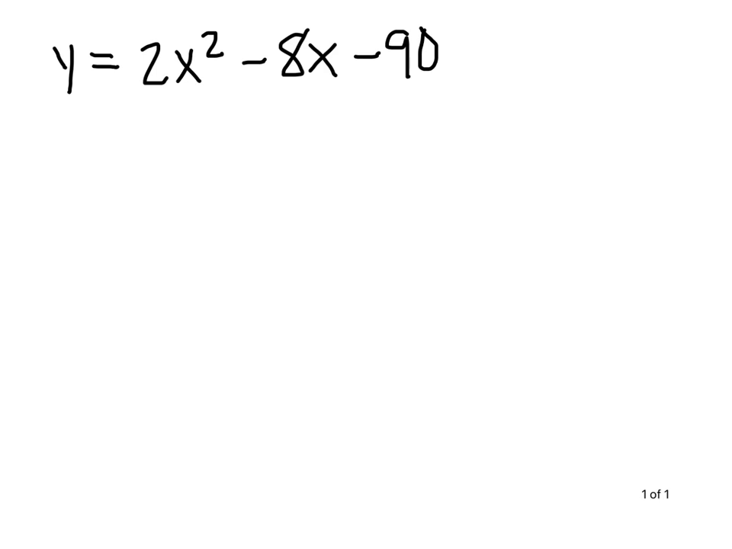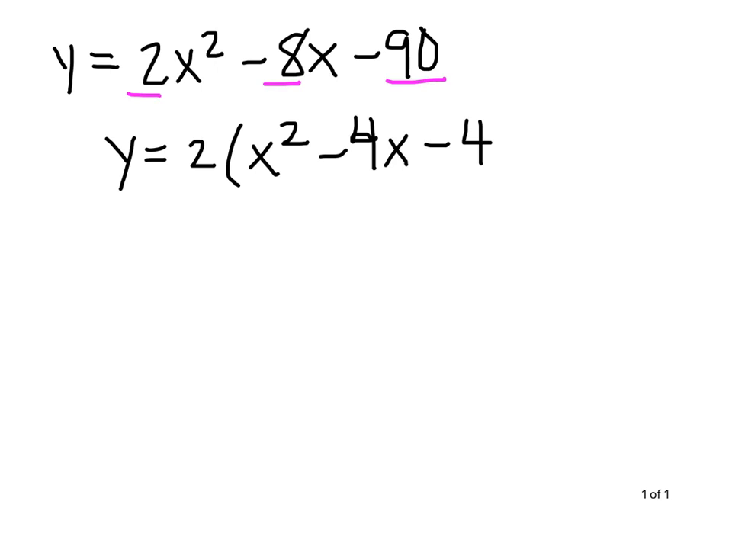My first suggestion would be to factor out a 2, since they're all even numbers, so that we are solving for a more simple problem. So that would leave us with y equals 2 times x squared minus 4x minus 45. And so now we're going to go ahead and factor x squared minus 4x minus 45.